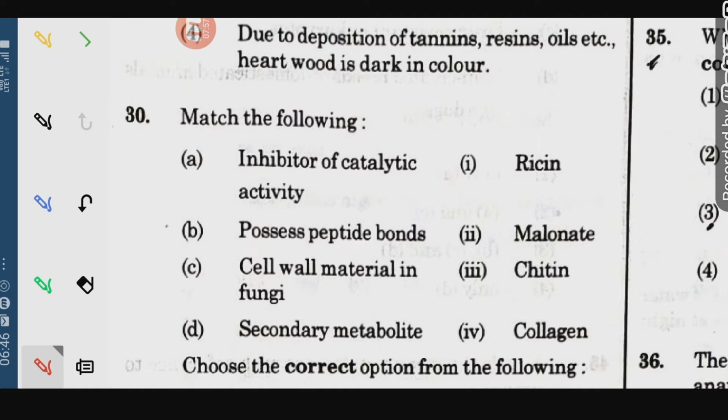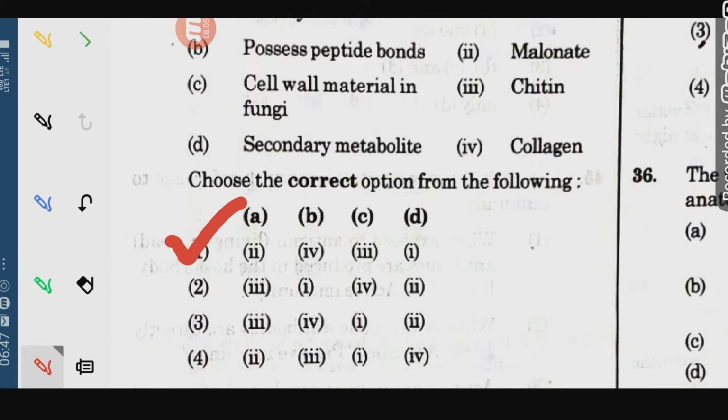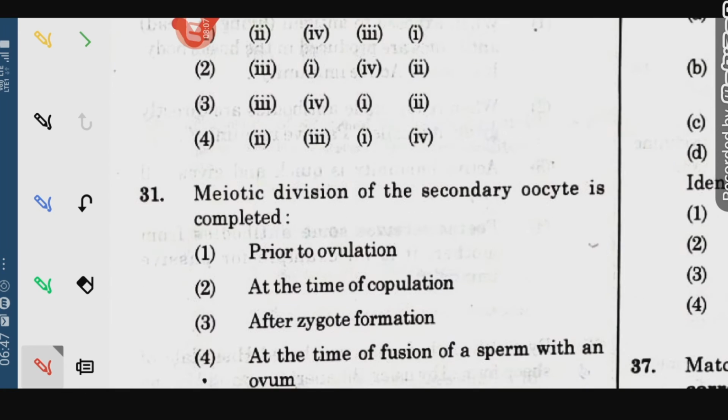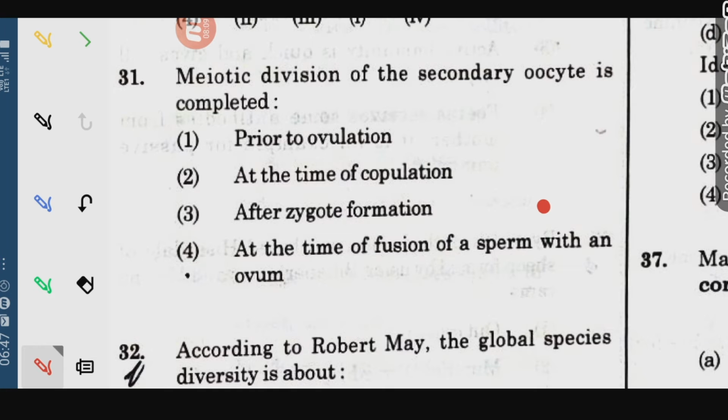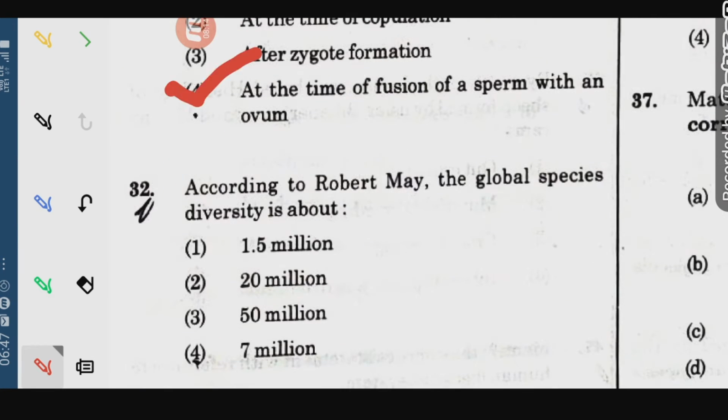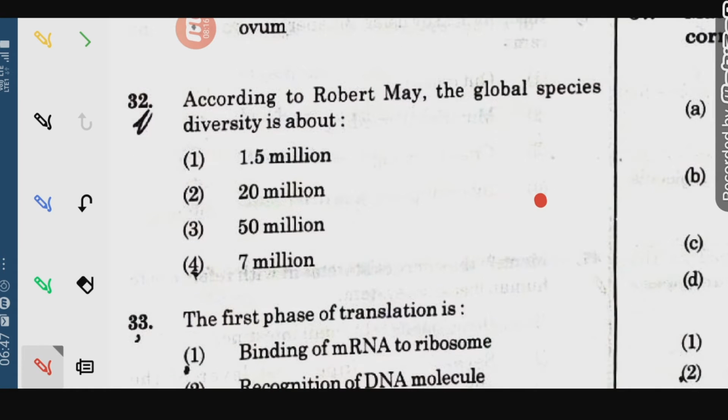Option first, this one would be correct. Then meiotic division of the secondary oocyte is completed at the time of fusion of sperm with ovum. According to Robert May, the global species diversity is about 7 million. The first phase of translation is binding of mRNA to ribosome.